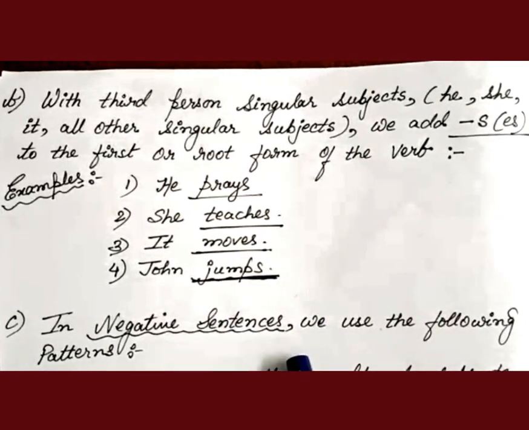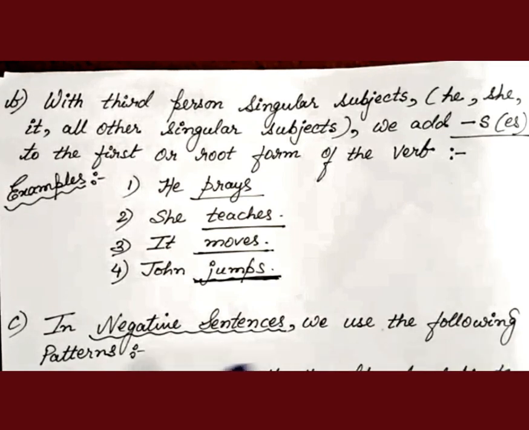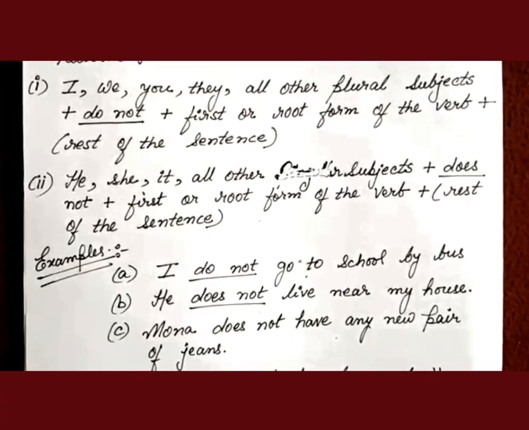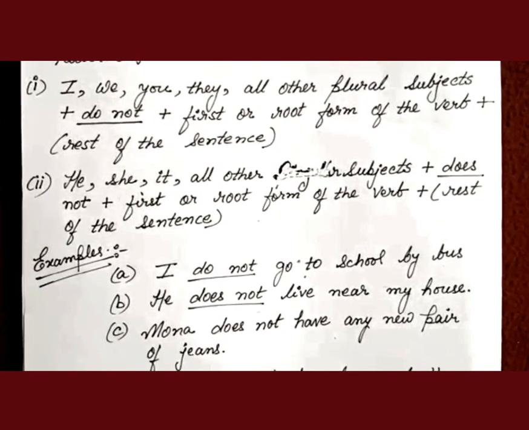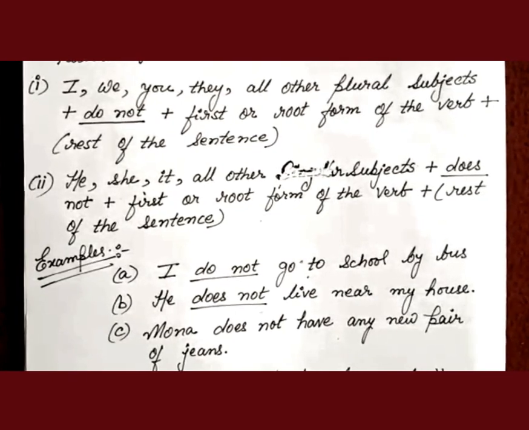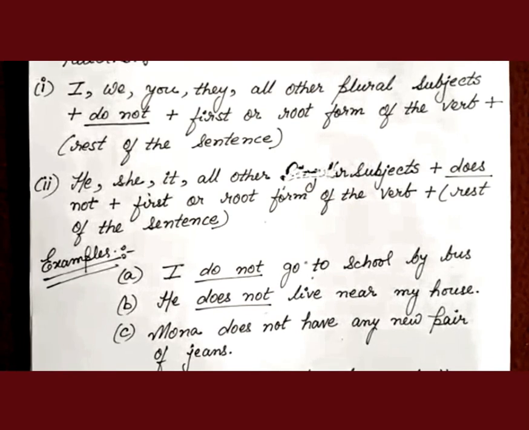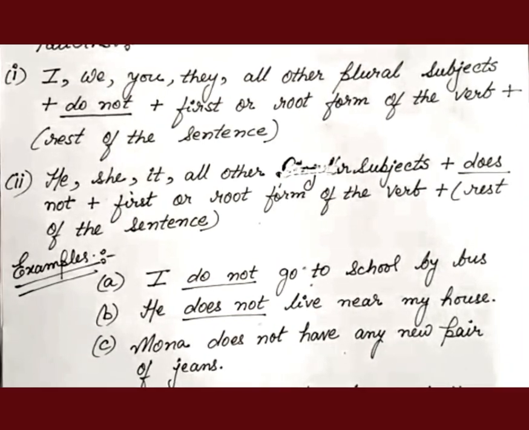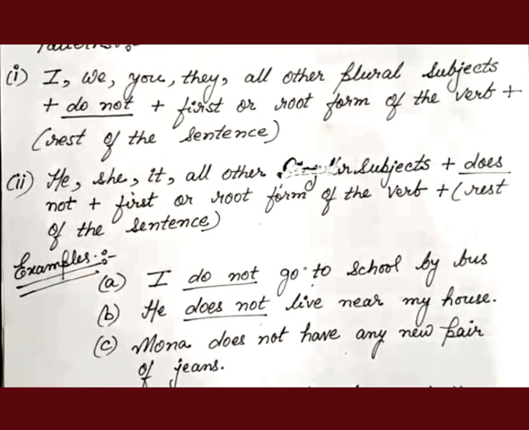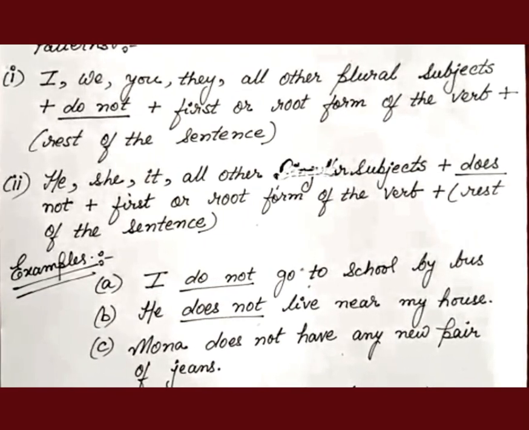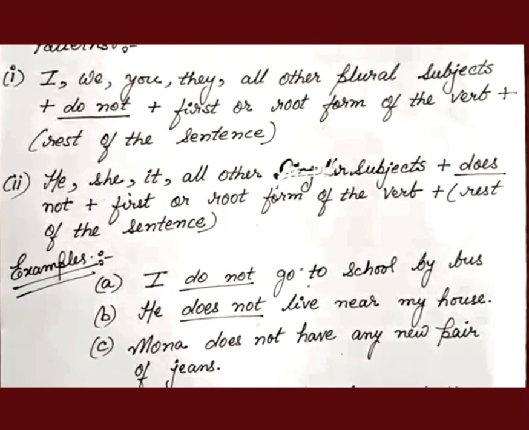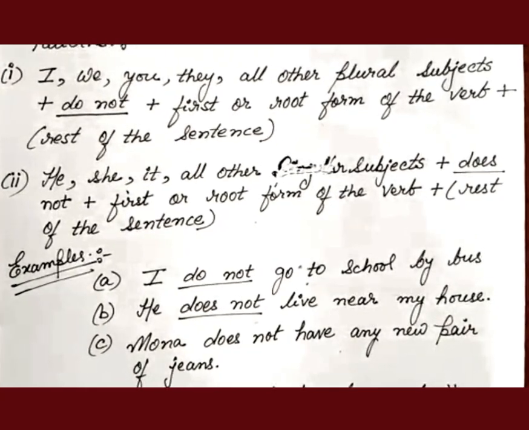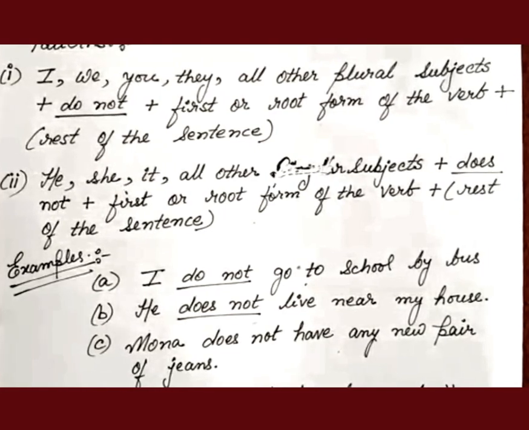In negative sentences, we use the following patterns. As already said, what are negative sentences? I had told you that sentences which have words like no, not, nothing, and never are called negative sentences. Now let's see what patterns are followed herein in the formation of negative sentences. There are two patterns that are to be followed here to form negative sentences.